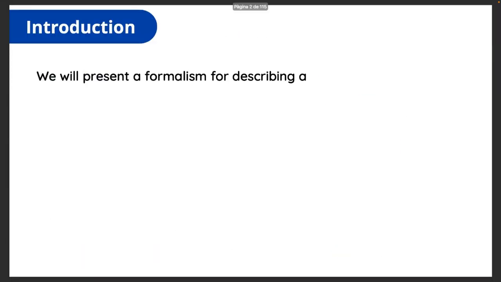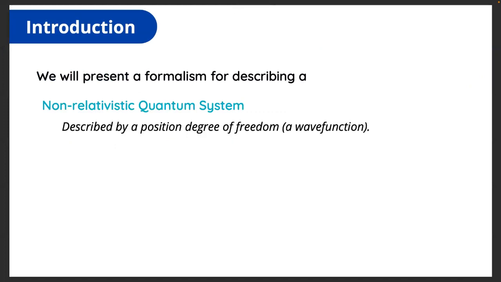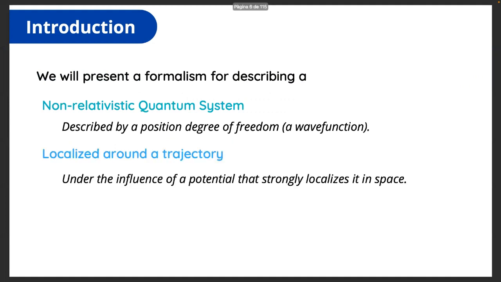So by non-relativistic quantum system, what I mean here is a system with one position degree of freedom. So it's a wave function, okay? By localized around the trajectory, basically, I'm assuming that there is a potential that strongly localizes the system in space. And now what we want to do is to describe the system, this non-relativistic wave function, in a background curved spacetimes, assuming that it's localized around the trajectory.